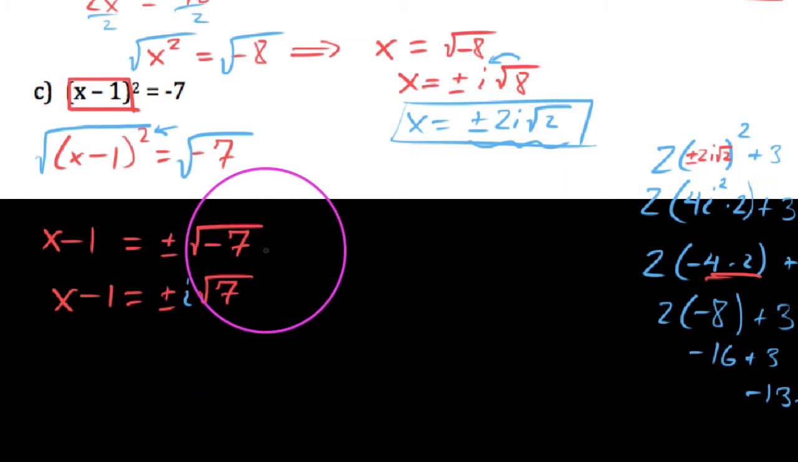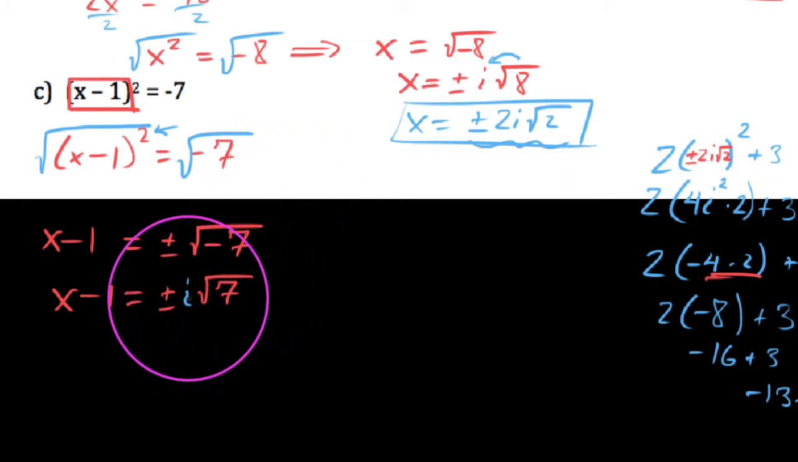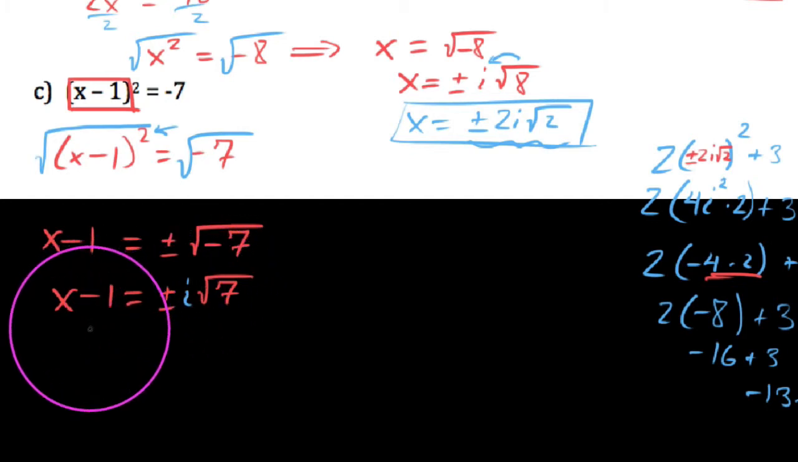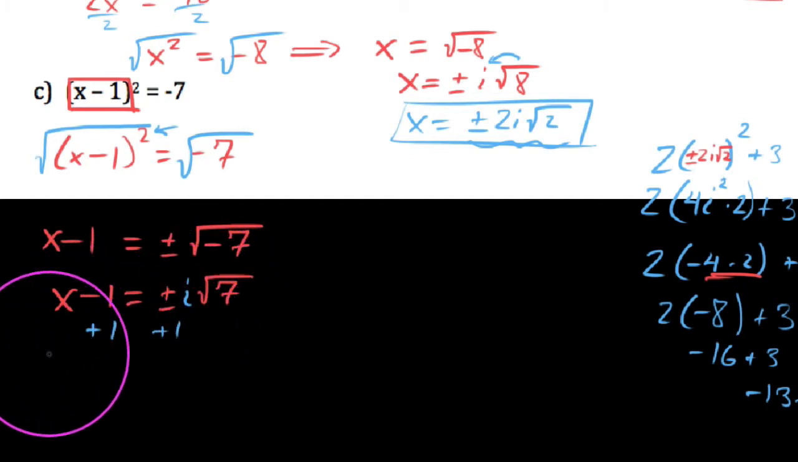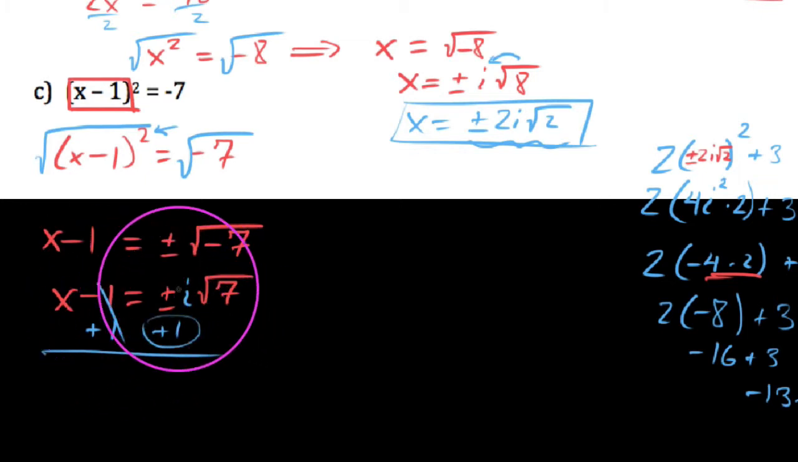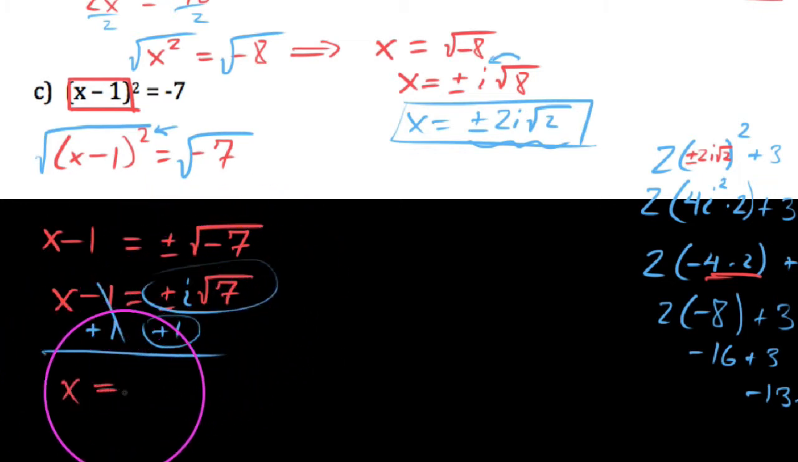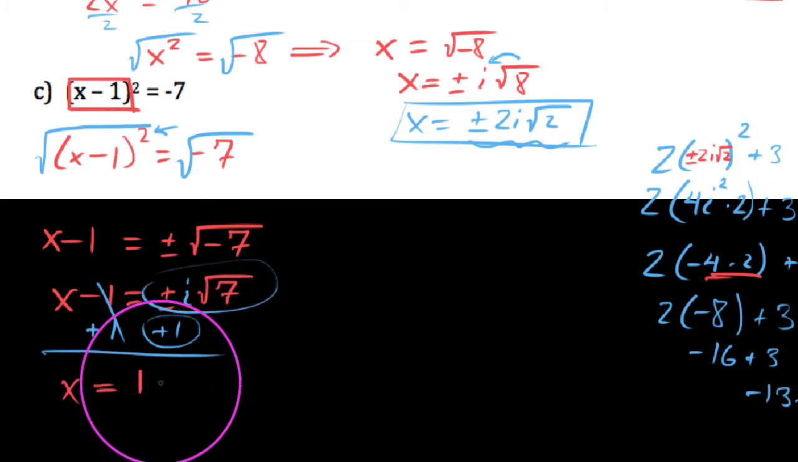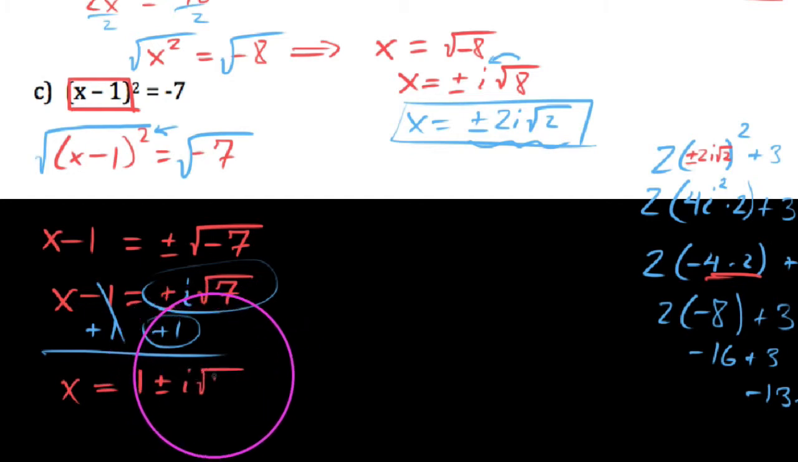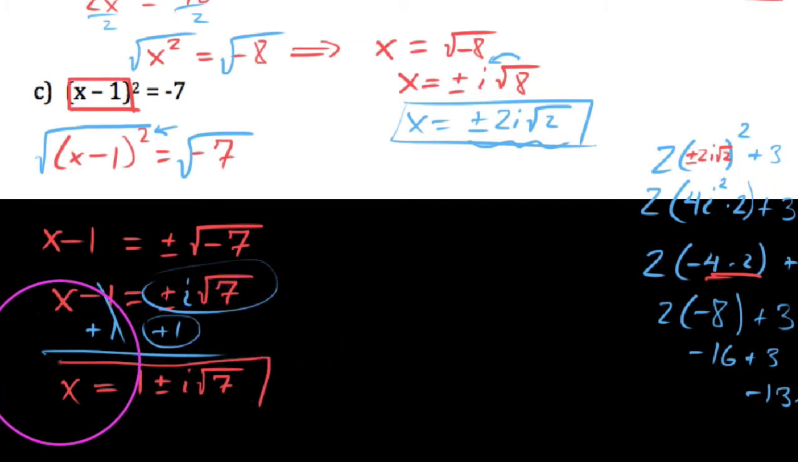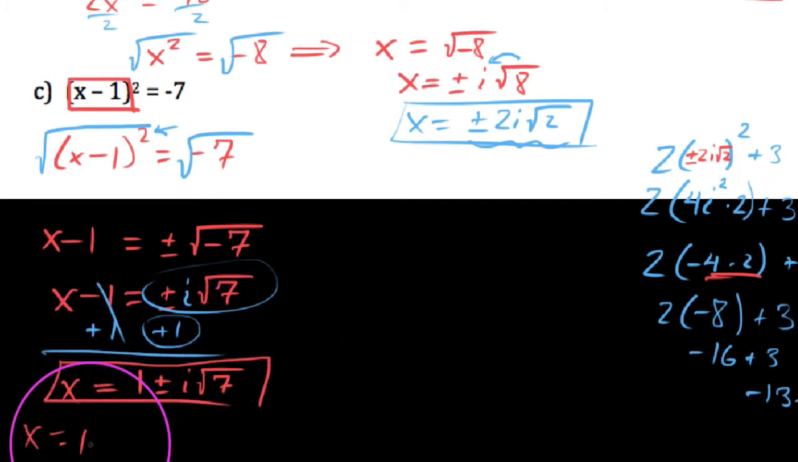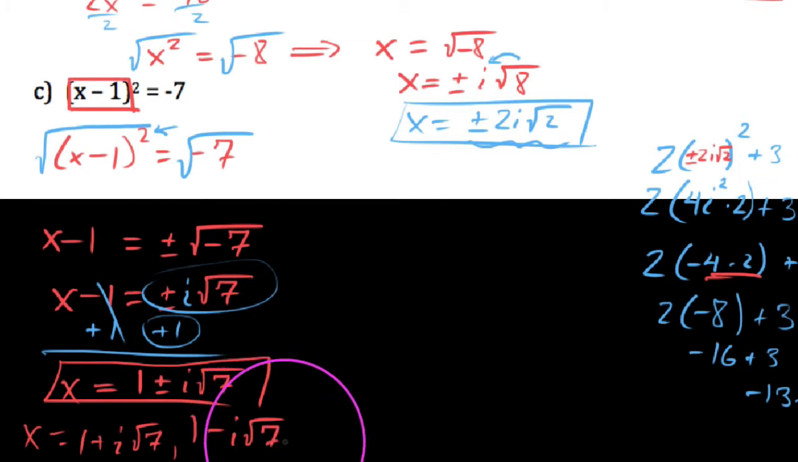The nice thing about this is the square root of 7 can't be reduced any further. So this is what we get on the right. We still need to add 1 to both sides. And the fact is that the 1 over here is a real number and this is an imaginary number. So we get a complex result. We can't combine those. We say 1 plus or minus i radical 7. So this is what we end up with. We have two answers. Just to make that clear, we have x equals 1 plus i radical 7, comma, 1 minus i radical 7 are the two responses.